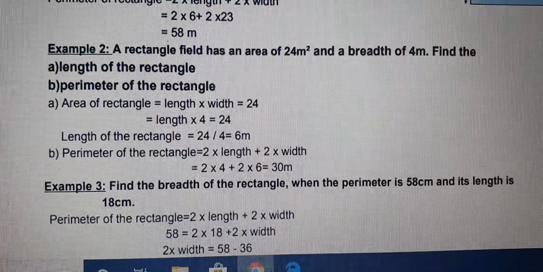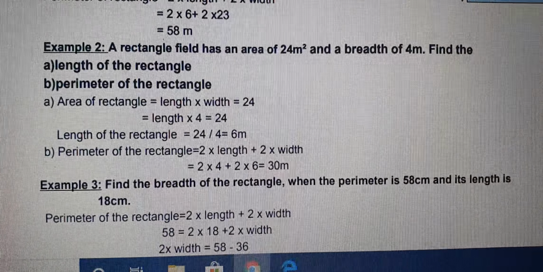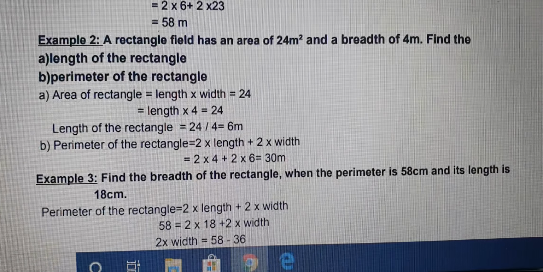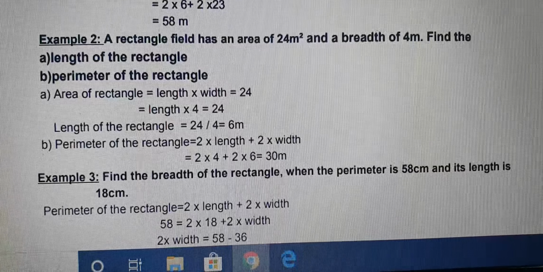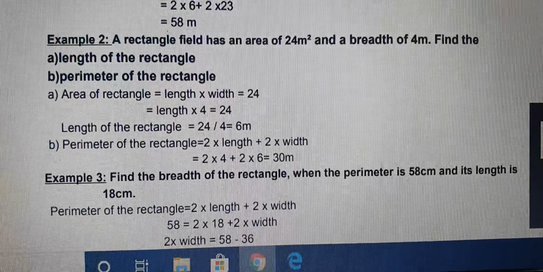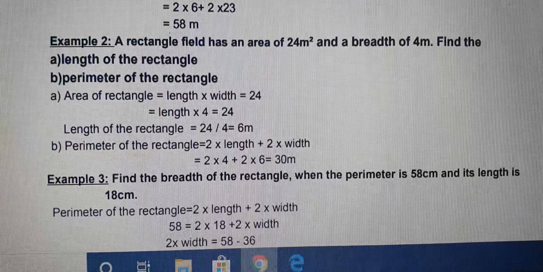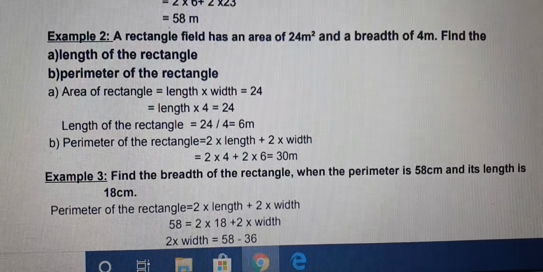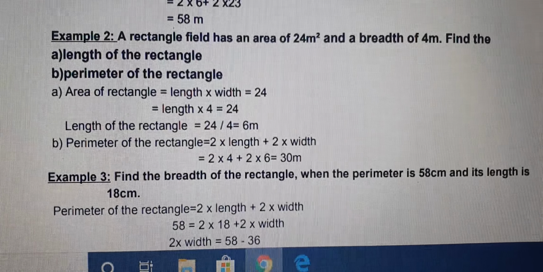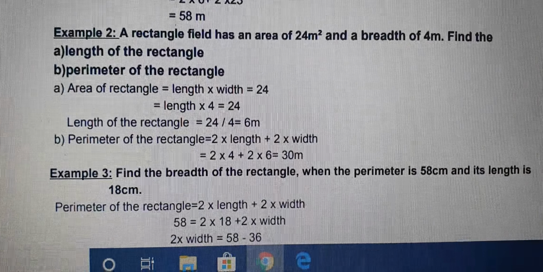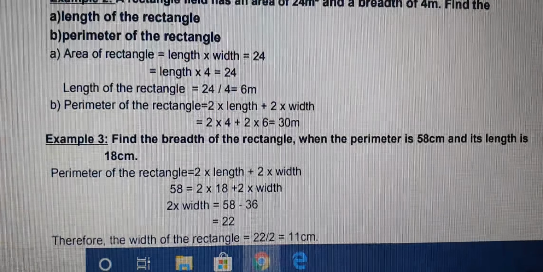Perimeter of the rectangle equals 2 into length plus 2 into width. We already got the length from the previous question, and we already have the width. So 2 into length is 2 into 4 plus 2 into width, that is 2 into 6. And that is 8 plus 12, that is 30 meters.